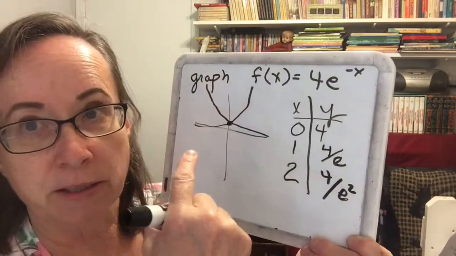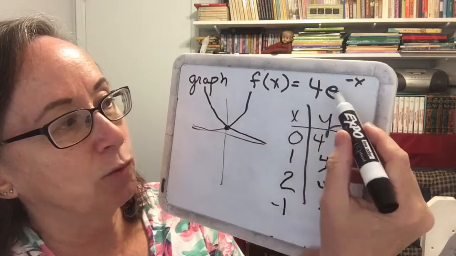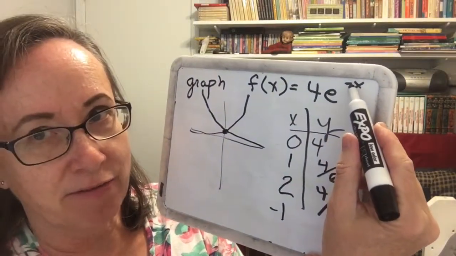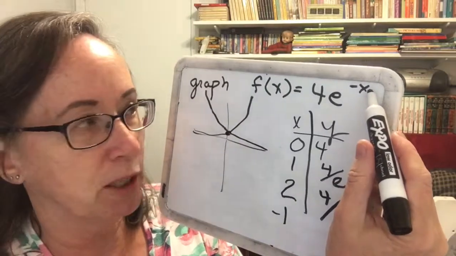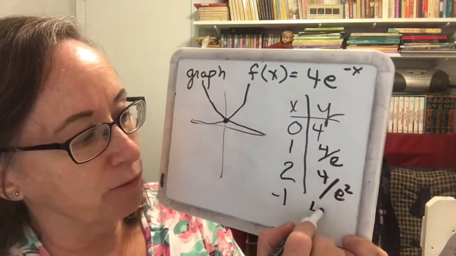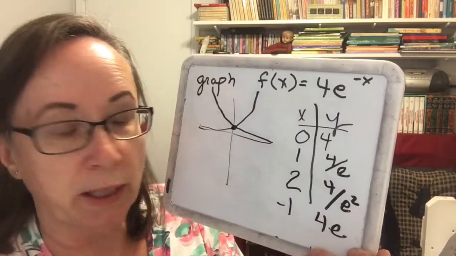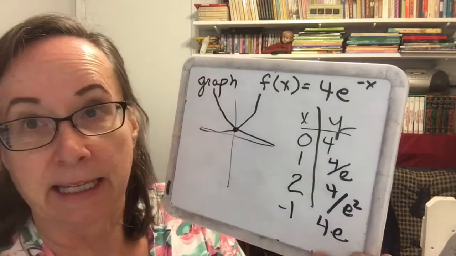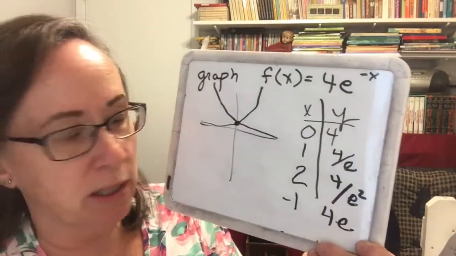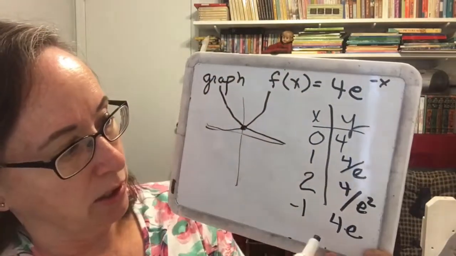So let's go backwards the other way. Let's go to negative 1. When we plug in a negative 1, we get e to the negative, a negative 1. So that's going to be e to the positive 1, which is e. So we're going to get 4e, which should be somewhere between 10 and 12 probably, because again, e is 2.7 times 4, so it's going to be going up in this direction.